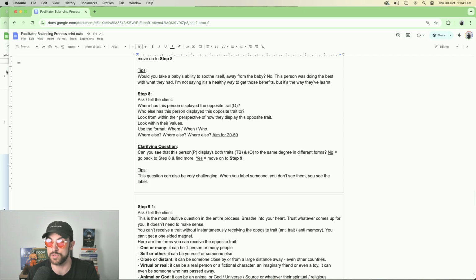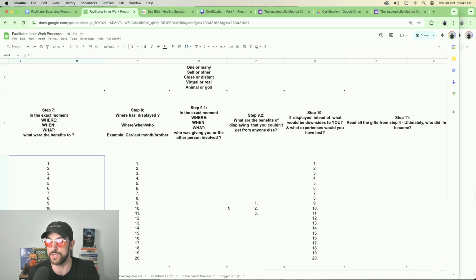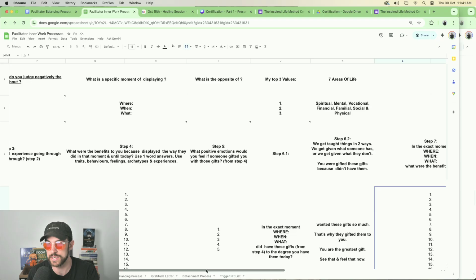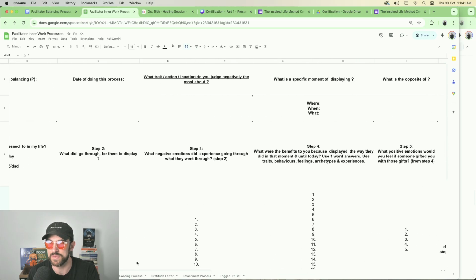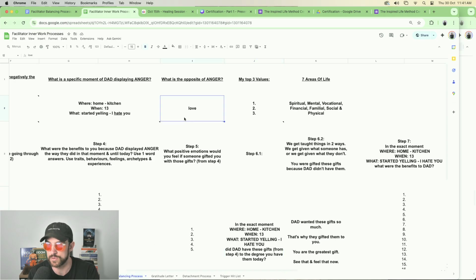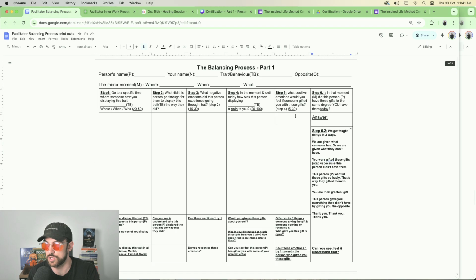From your prep questions at the start, when you wrote down the opposite of the trait, in this case it was anger. I think I've deleted all the answers, but say it was anger. Oh, there we go, I was on the wrong sheet. So the opposite trait that you put at the top of your document, whatever this trait was, what was the opposite trait?